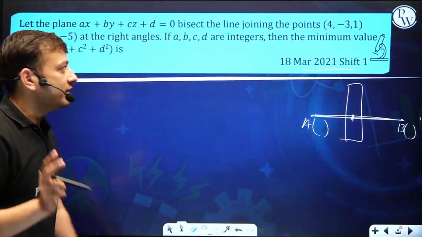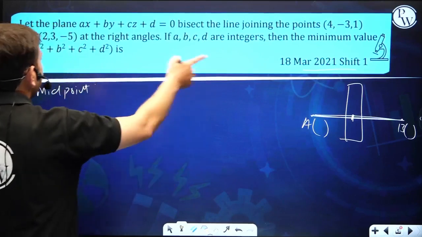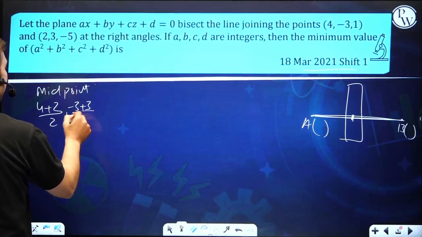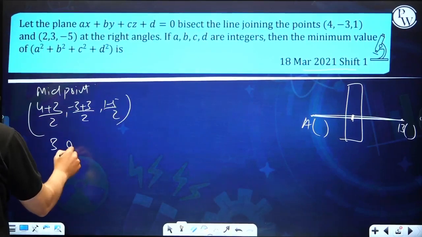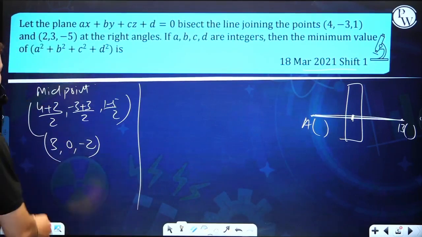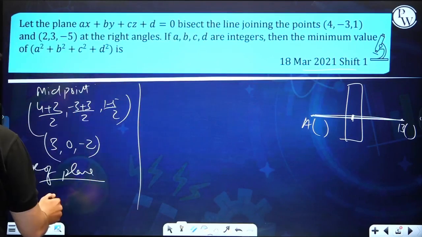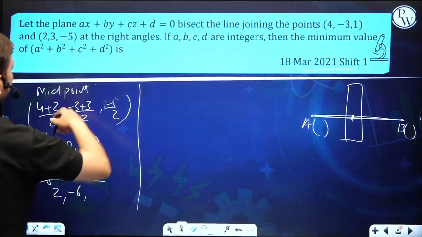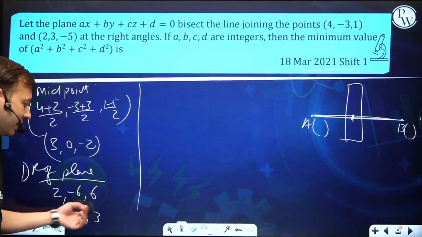So I got two pieces of information. First, the midpoint of AB by the midpoint formula, see, basics are used everywhere: (4 plus 2) by 2, (minus 3 plus 3) by 2, (1 minus 5) by 2, that will be 6 by 2, 3, 0, minus 2. This is your passing point. Direction ratios of the plane will be the difference: 4 minus 2 is 2, minus 3 minus 3 is minus 6, and 1 minus of minus 5 is 6, or you can say 1, minus 3, 3, in simplest form by dividing by 2.